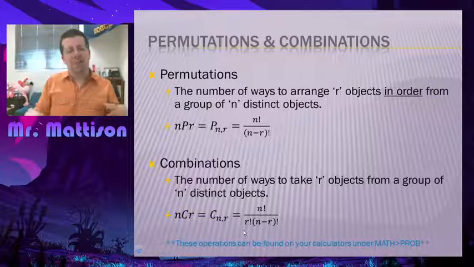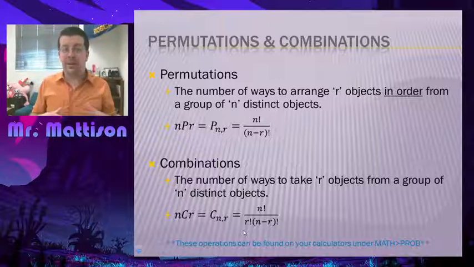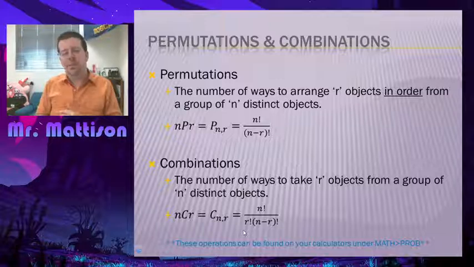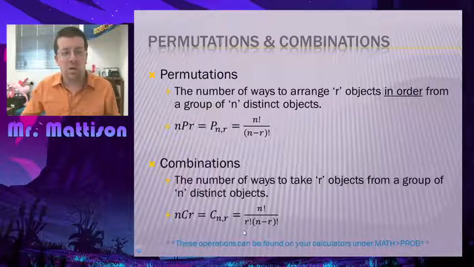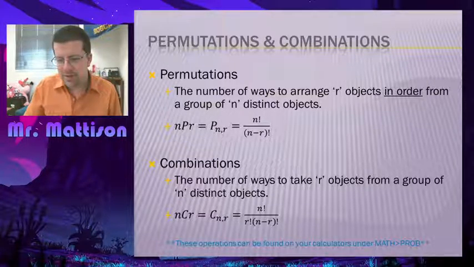Now, I try and explain what's going on there, but there are buttons for your calculator for doing this, because this can be very, very tedious to do by hand. Typically, it is under the math menu and then the probability option. If you are having a hard time, please ask, and I will try and help show you where those options are at.